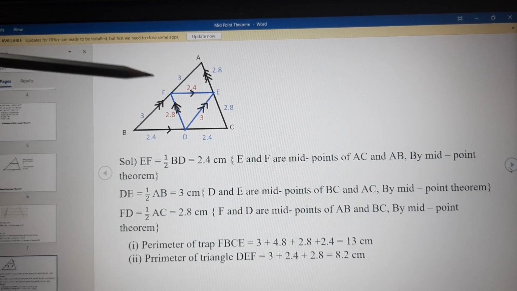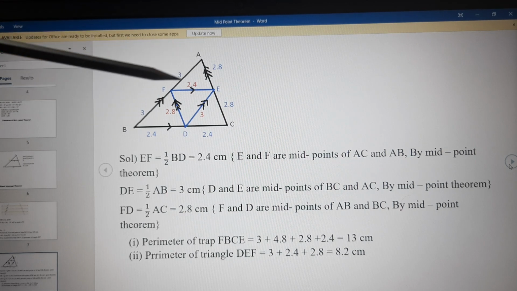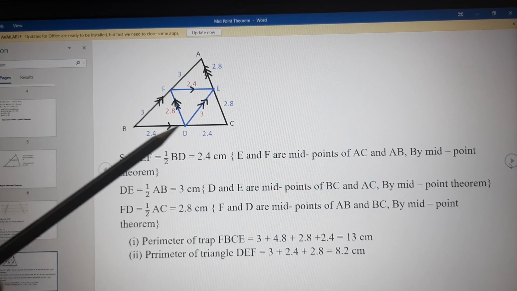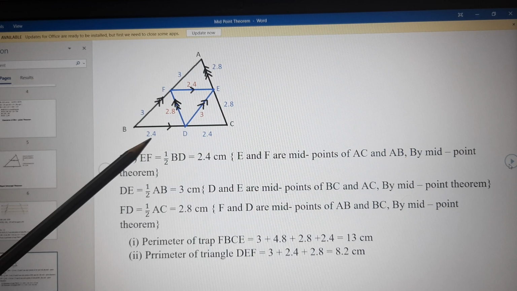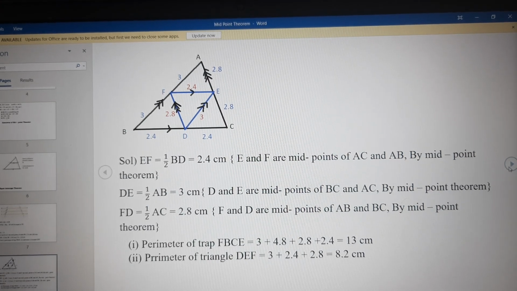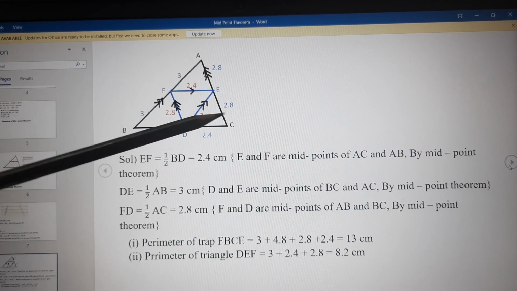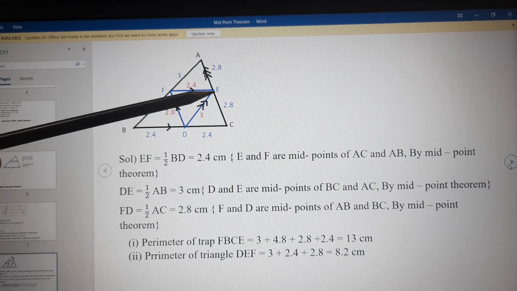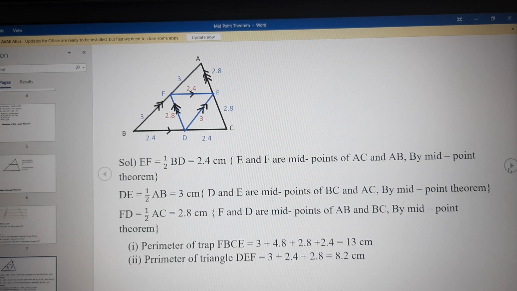from the beginning. It is said that F is midpoint of AB. AB is 6 centimeter. So AF and BF will become 3 and 3. It is said that D is midpoint of BC. So BD and DC will be 2.4 and 2.4 because BC was 4.8. Clear? E is midpoint of AC. As AC is 5.6 centimeter, then AE becomes 2.8 and EC becomes 2.8. Now, if we use midpoint theorem, then what will happen?